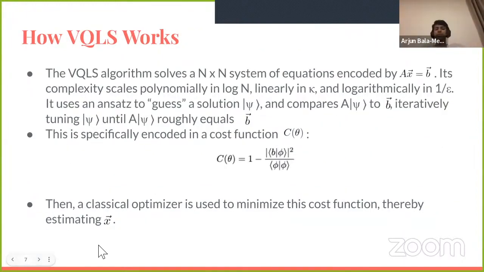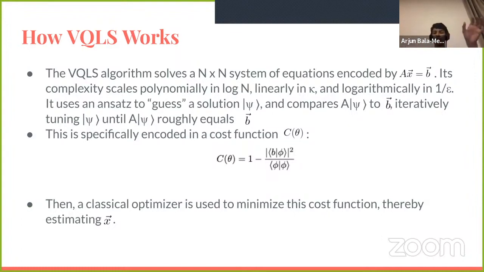So the way that the VQLS algorithm actually works is, essentially, given an n by n system of equations that can be written as the equation AX equals B, where A is your matrix, X is the vector that you're solving for, and B is your constant vector. Essentially, what VQLS does is it uses an ansatz to guess a state psi, and it'll try to change its parameters until psi is as close to our desired X vector as possible. And the way it does this is that it uses our ansatz. Initially, it will randomize that psi to just a completely random psi state.